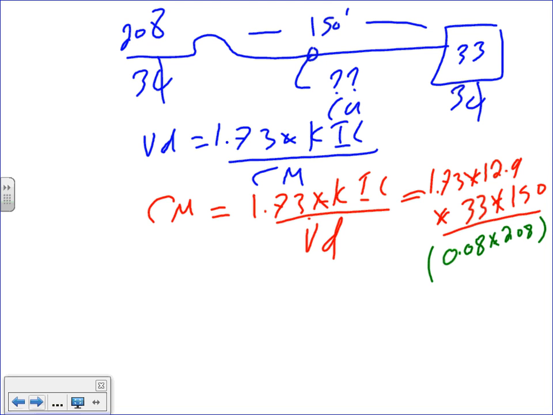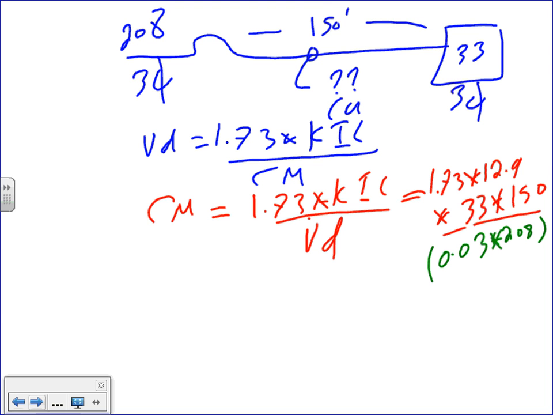Mistake number one on the test. A lot of people come right here where the voltage drop is, and you know what they do? They just put 0.03 and they stop. They forget to multiply it by 208. So you have to multiply the percentage by the voltage to find the actual volts.